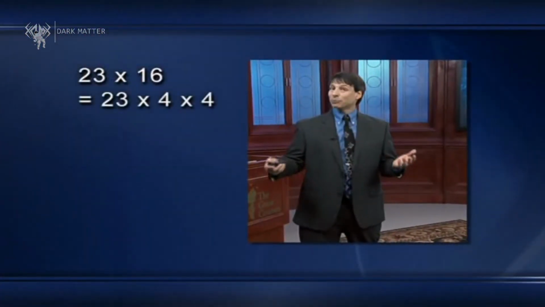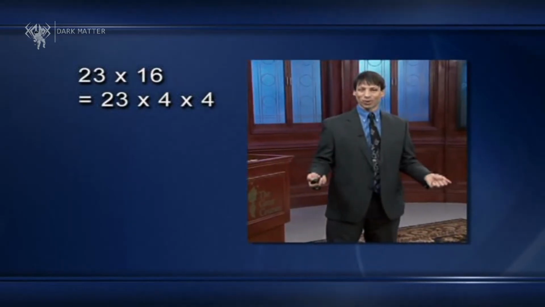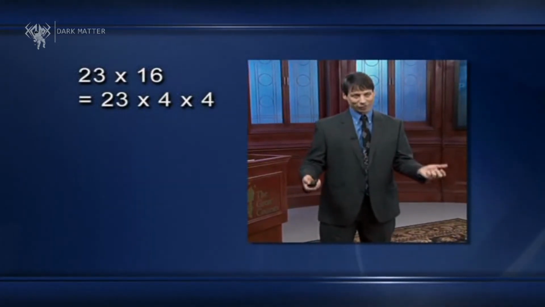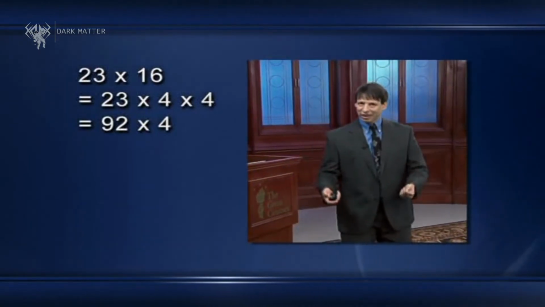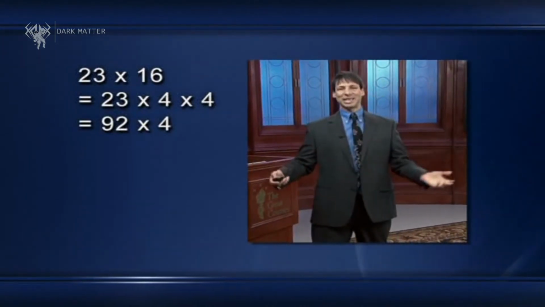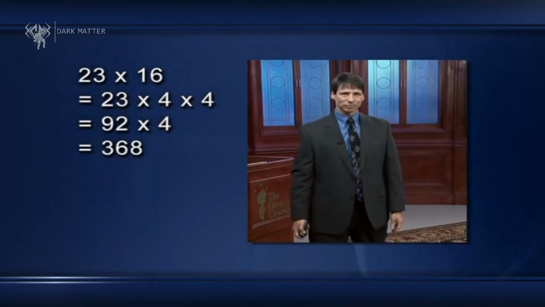Or maybe you'd rather think of 16 as 4 times 4. 23 times 16 is 23 times 4 times 4. 23 times 4, that's a 2 by 1, 80 plus 12 is 92. When you multiply that by 4, we have 360 plus 8, we get 368.